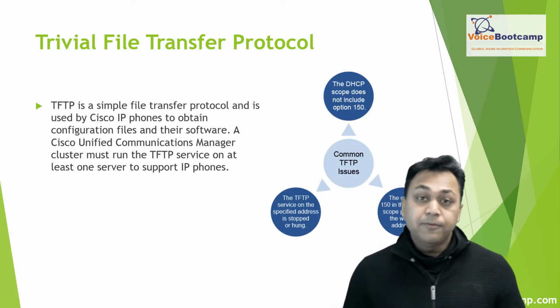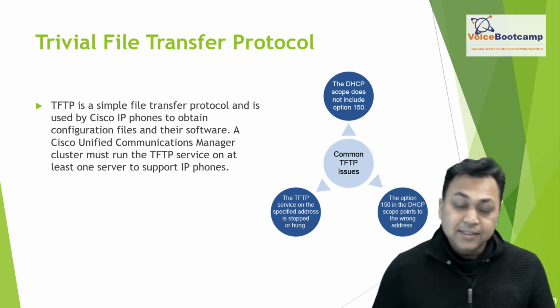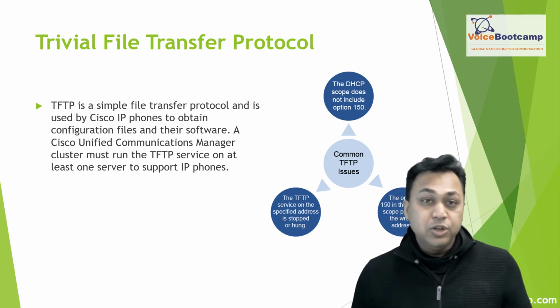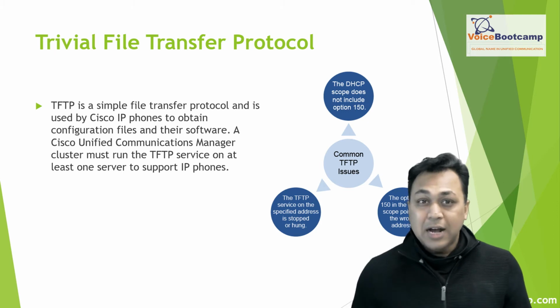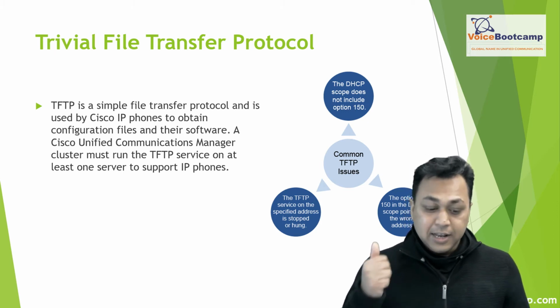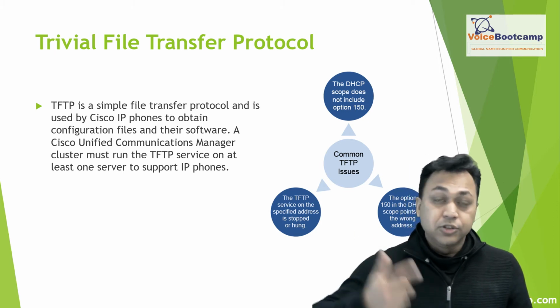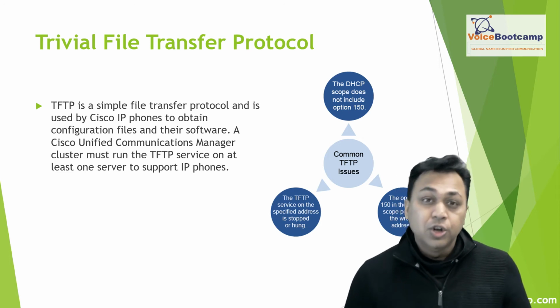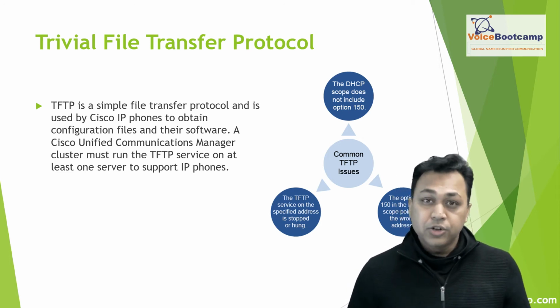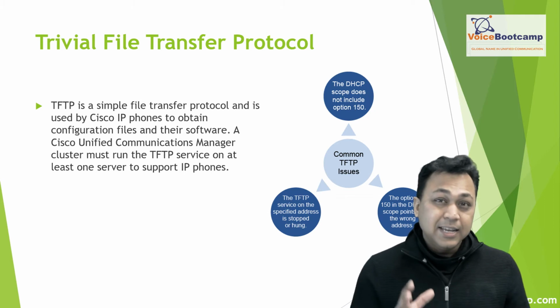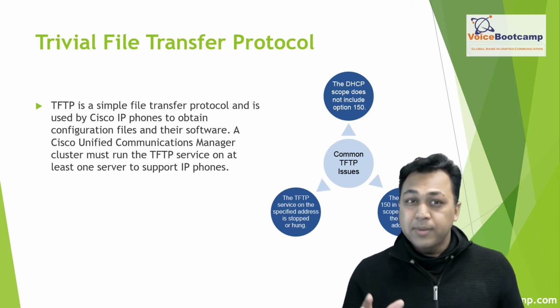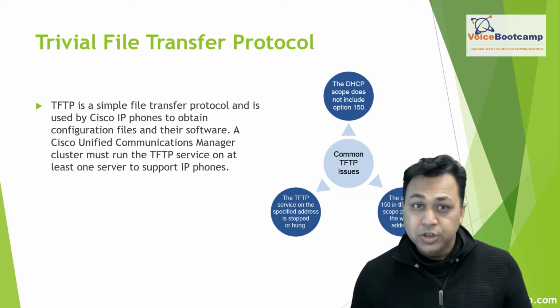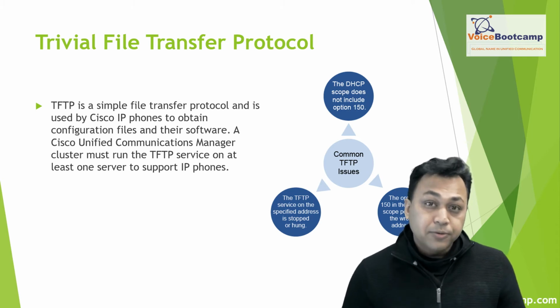TFTP, Trivial File Transfer Protocol. Now, this is a simple file transfer protocol that can be used by a Cisco IP phone to download the following files. The Cisco phone will use a TFTP server to download the phone configuration file, which basically contains a list of prioritized call manager servers the phone will register to. It contains a firmware file.